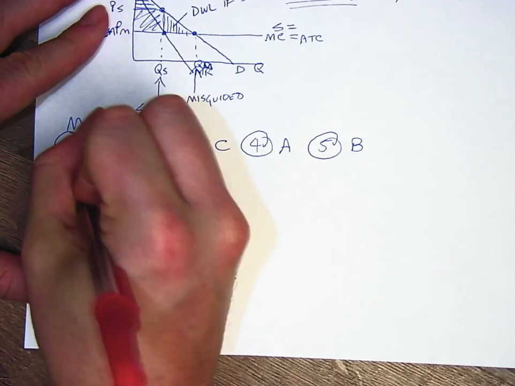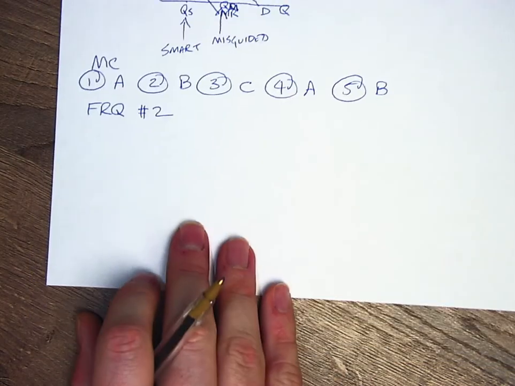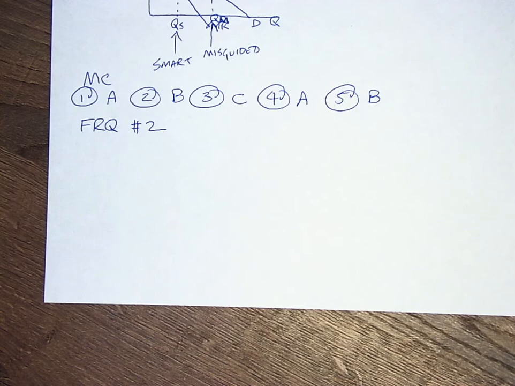Okay. And FRQ number 2. Draw a correctly labeled graph of a natural monopoly. Use your graph to identify the following: consumer surplus if it were perfectly competitive, consumer surplus with the monopoly, monopoly profit, and deadweight loss.